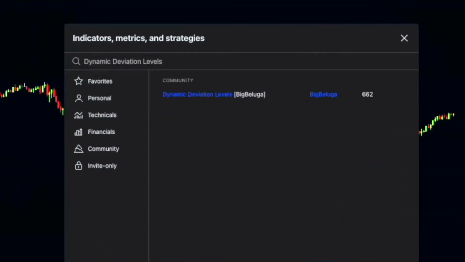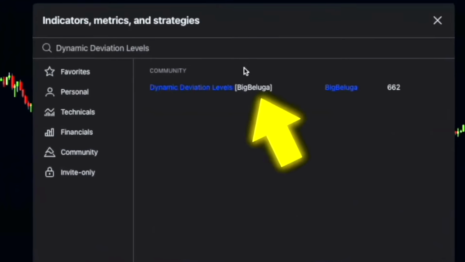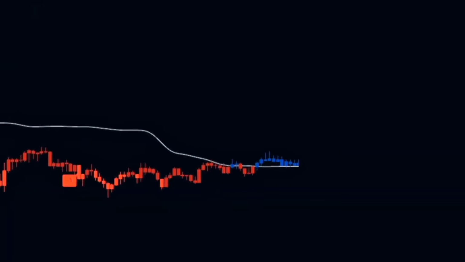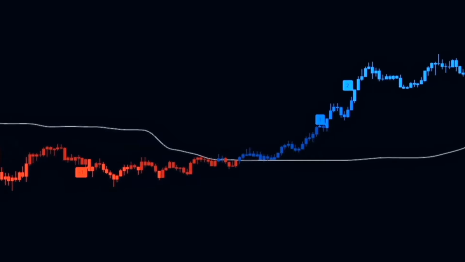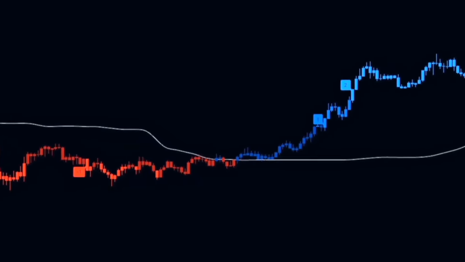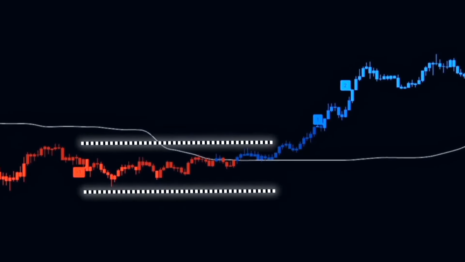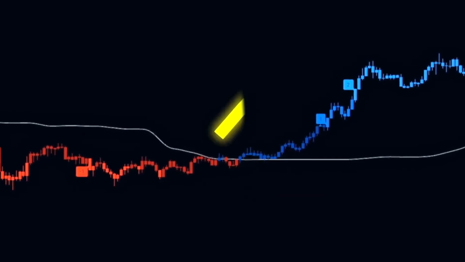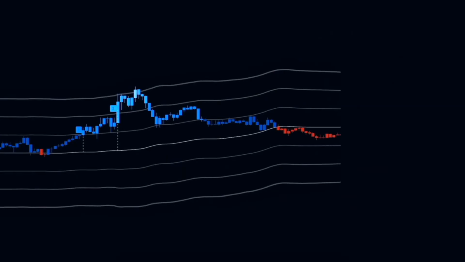Finally, the dynamic deviation levels by Big Beluga, my favorite author. Big shout out to them. This indicator's pure magic, acting like a real-time vibe check for market extremes. It blends stats with adaptability to show where price might pause, reverse, or go wild.